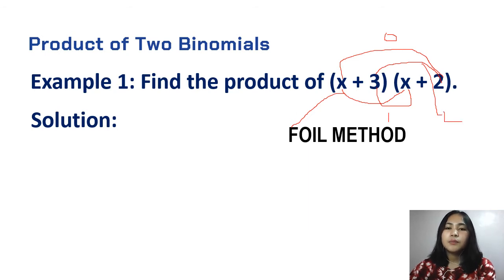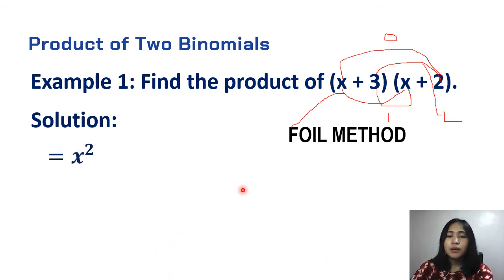So, x and x is our first term. x and 2 is our outer term. 3 and x is our inner term. And our last term is 3 and 2. So, using the FOIL method, we can solve these two binomials. So, let's start. Let's multiply now using the FOIL method.